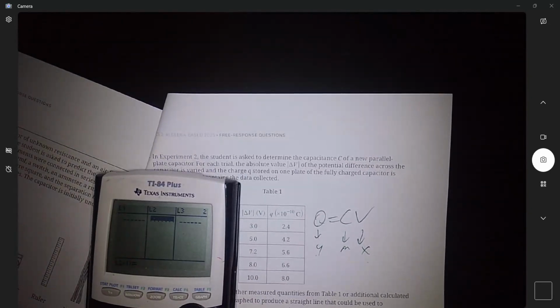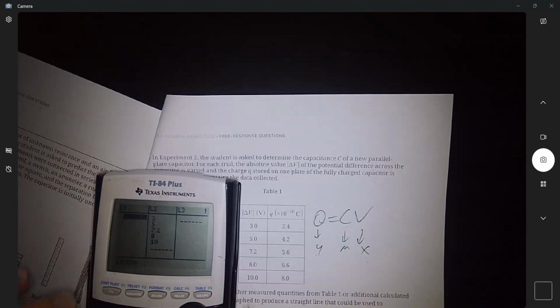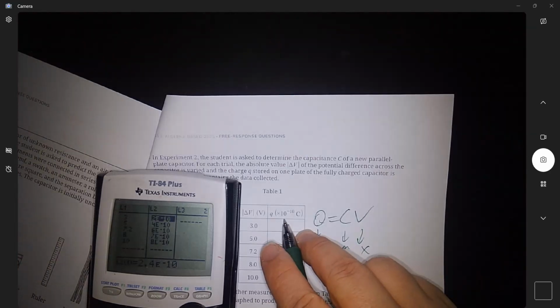Wow, what an ugly graph grid. Okay, so let me put this in my calculator. They even put it in the correct columns for me, where X is 3, 5, 7.2, 8, 10, and then Y is 2.4, 4.2, 5.6, 6.6, 8.0. And you needed to make sure that all of that was times 10 to the negative 10. Did everybody notice the 10 to the negative 10? If you didn't, you probably got a ridiculous capacitance.